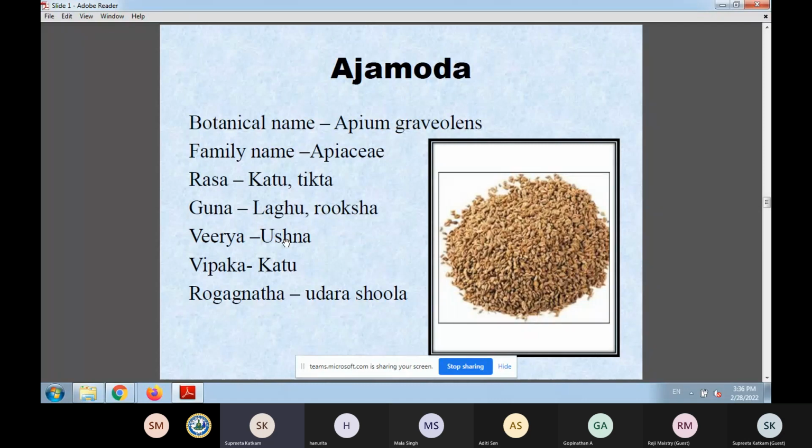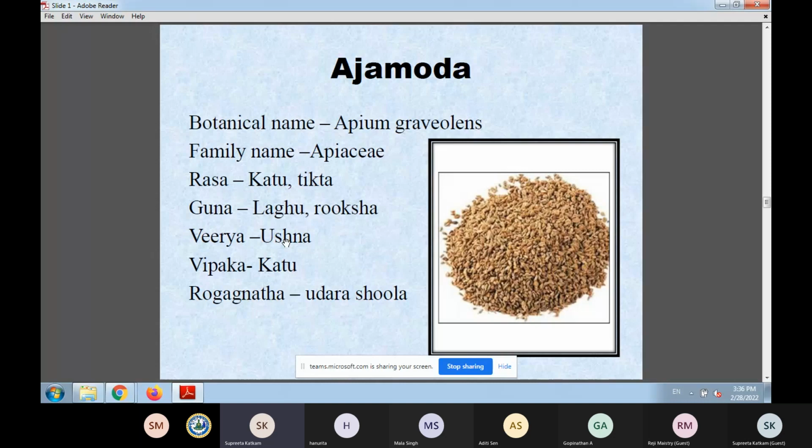It is good for GI disorders. It is good for dysmenorrhea during menses. Basically, all the pains we consider are due to Vata. But here this is Katu, Tikta and Ushna. Hence, it is helpful in reducing the Udarashula, that is the stomach pain.